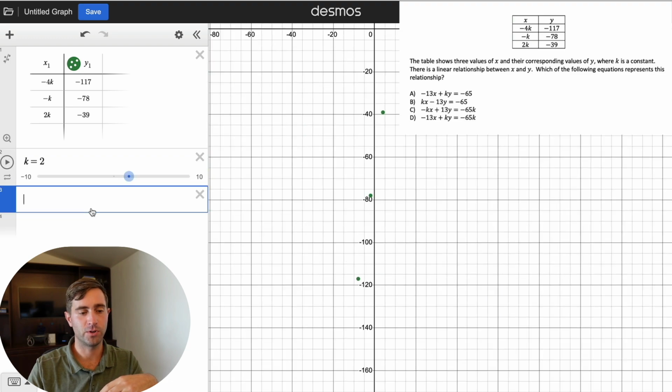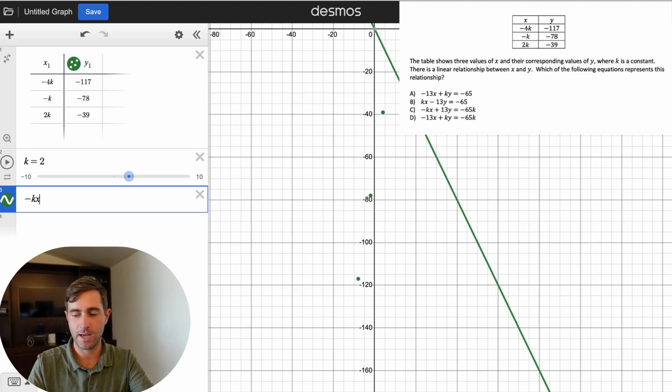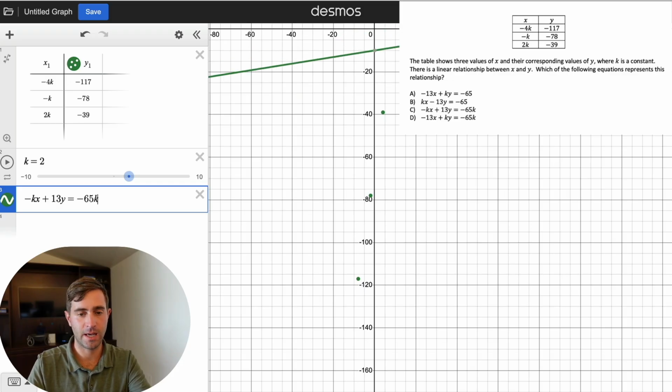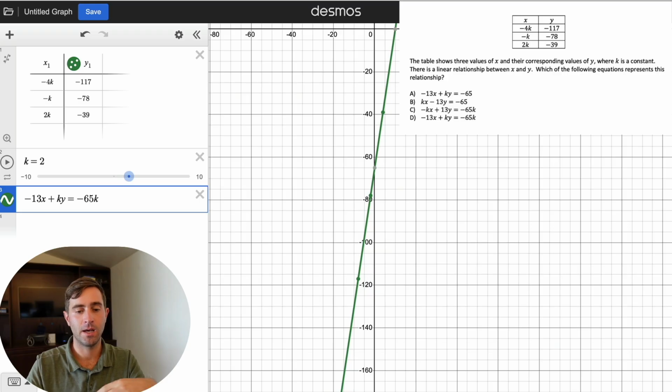So now we'll go over to our next option. So we're going to see our negative kx plus 13y is equal to negative 65k. We can see that doesn't work, so we know it's going to have to be the final answer here. But we'll go through and type it so you get to see it. So we'll do our negative 13x plus ky is equal to negative 65k. We can see it goes through all points.